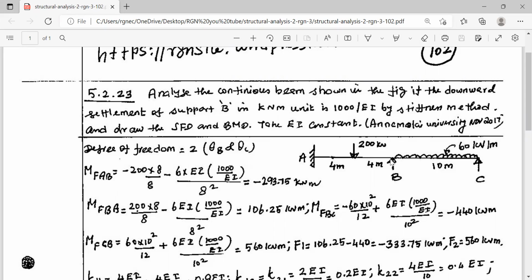But there is a displacement in the form of rotation. There is a rotation at support B. Similarly, at support C, also there is a displacement in the form of rotation. It is theta C. These are the two displacements. So the degree of freedom is 2, that is theta B and theta C. This is displacement number 1, theta B. Displacement number 2 is theta C.